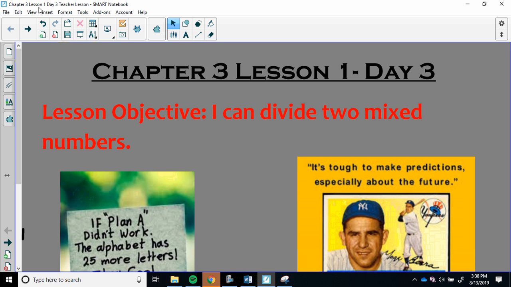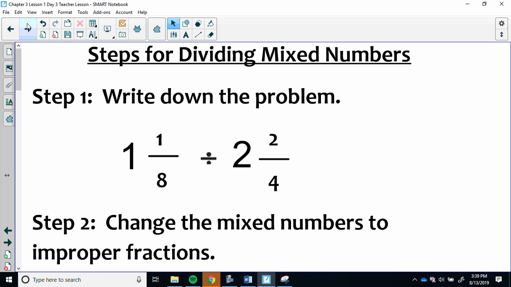Today we're going to work on the last day of Chapter 3, Lesson 1, and I'm guessing you're probably going to figure out that we're going to be working with mixed numbers this time. So first we had whole numbers and fractions, then we had two fractions. Now we're going to have either a fraction and a mixed number or two mixed numbers. So let's get right to it. Steps for dividing mixed numbers.